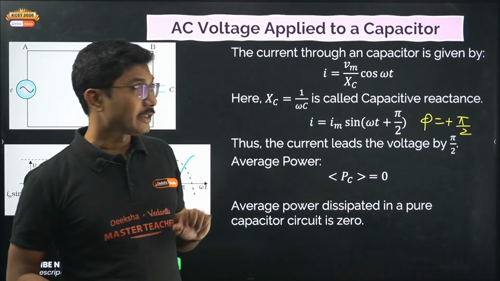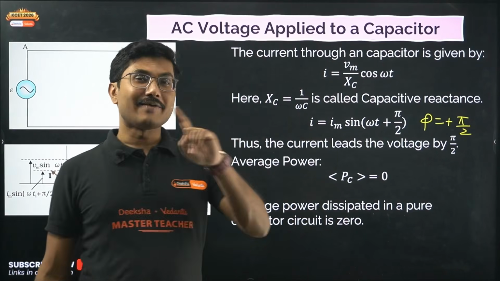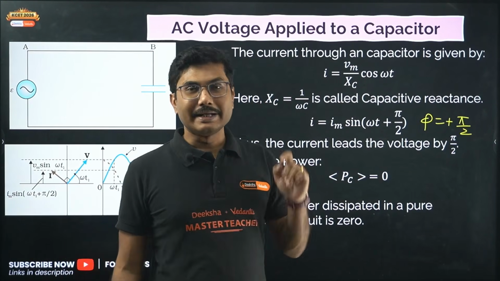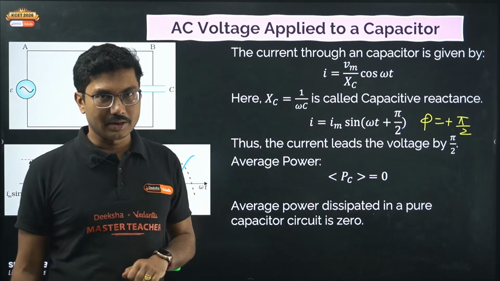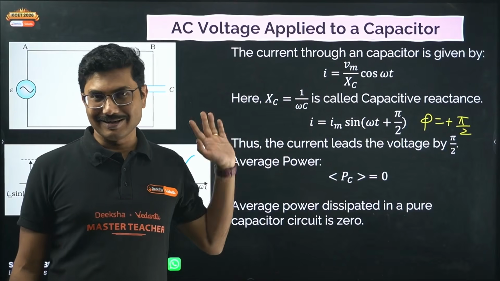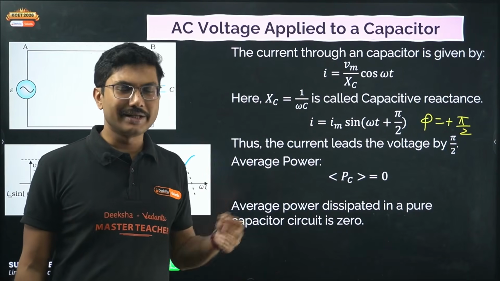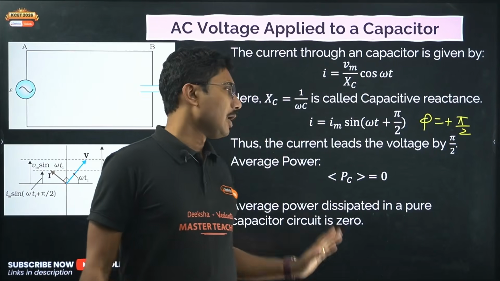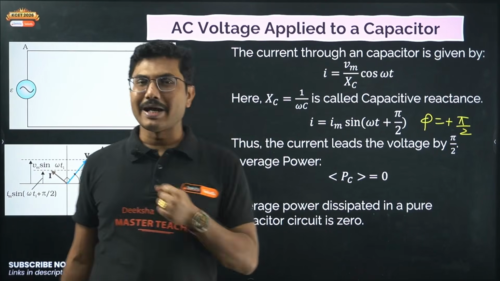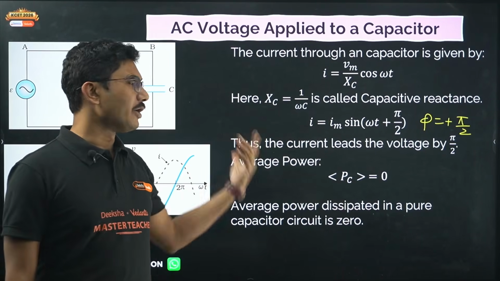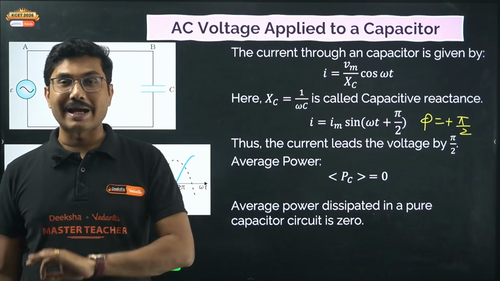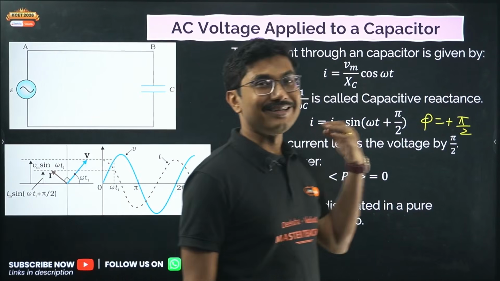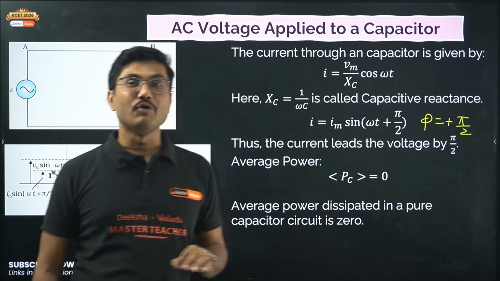Sometimes, just for your information, they have asked a question. Generally whenever we say phase, it is current which is leading or lagging. For an inductor current lags, for a capacitor current leads, and for a resistor current and voltage are both in the same phase. But I have seen a question where they have reversed the order and ask whether voltage is leading or lagging. In the case of an inductor, voltage is leading. In the case of a capacitor, voltage is lagging.